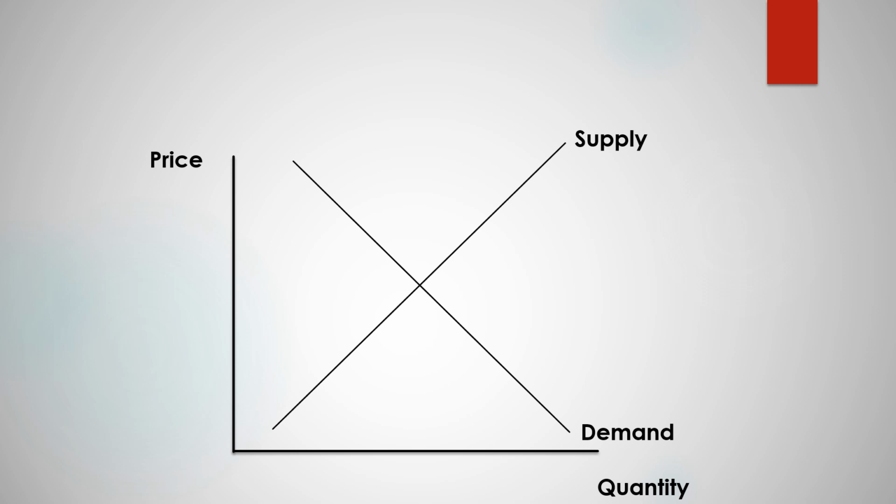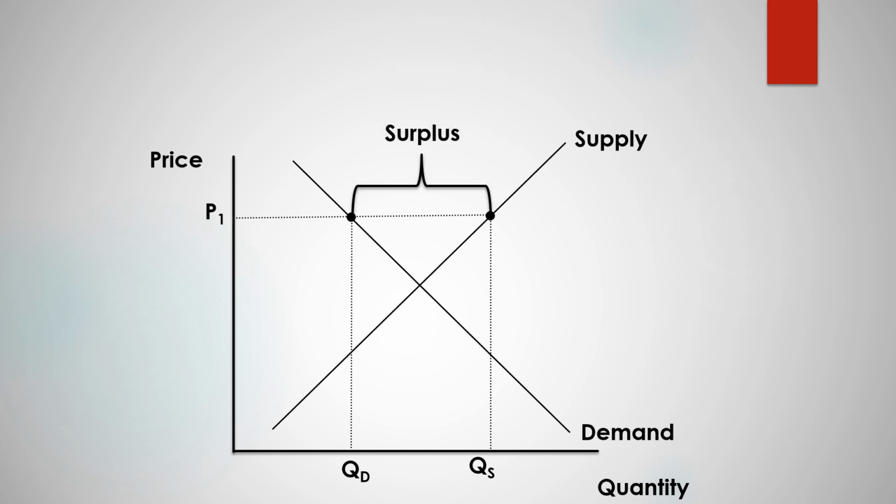Let's first consider a situation where there is some price, say P1, that is set by the market. As can be seen, at this price, there are more units that are supplied than are demanded. When this happens, there's what is called a surplus, which is a situation where sellers produce more units than buyers want to purchase.